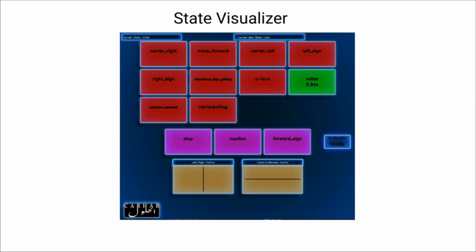So the vehicle can identify signs, but how does that translate to driving? That brings us to this program. This is the state visualizer. It's used to help communicate what driving state the vehicle is in. I use the word state because our driving algorithm for a vehicle is a state machine.